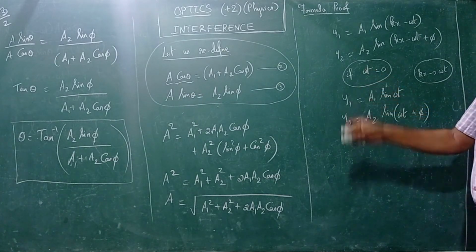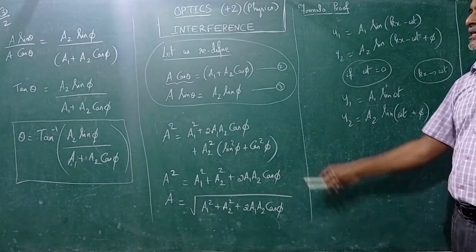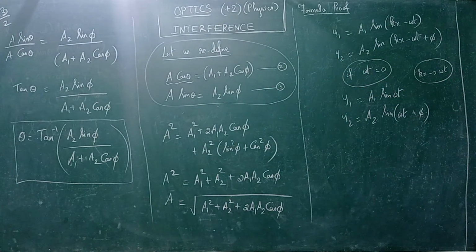So we started deriving assuming the equations like this. But the basic proof for that trigonometric relation is this. Hope you might have understood.